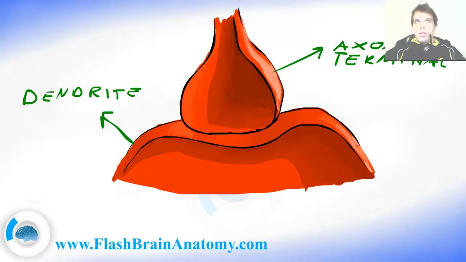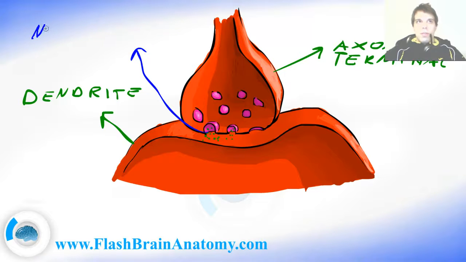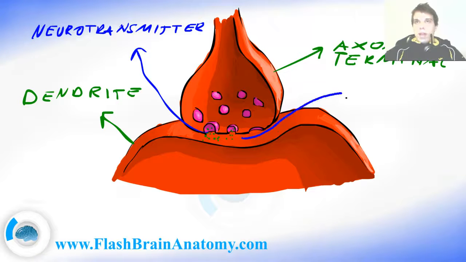Now this is done with the help of vesicles that can be found in the axon terminal, and those vesicles contain substances called neurotransmitters, and they can fuse with the membrane, as you can see here and here. And as they fuse, they release the neurotransmitter into the synaptic cleft. So this over here was the neurotransmitter. And this space over here between the axon terminal and dendrite is the synaptic cleft.